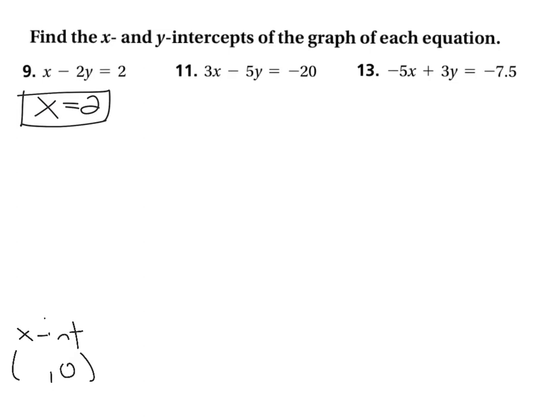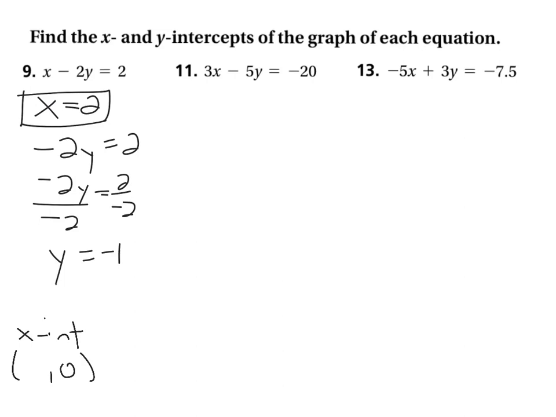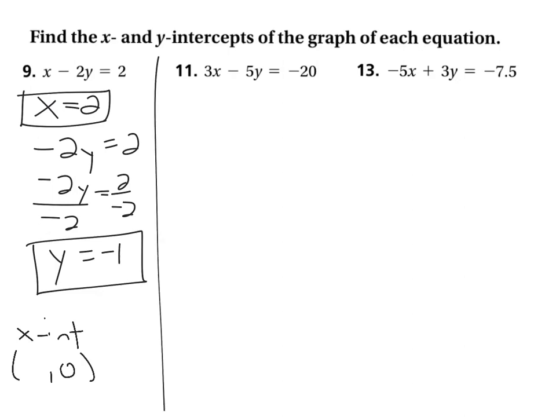And for the y-intercept, we know that x is going to be 0, and that's going to make the x part drop out, meaning we will get -2y equals 2. And we have to solve for that. -2y divided by -2 equals 2 divided by -2, and we get y equals -1. The y-intercept is going to be -1. Yep, that's number 9.